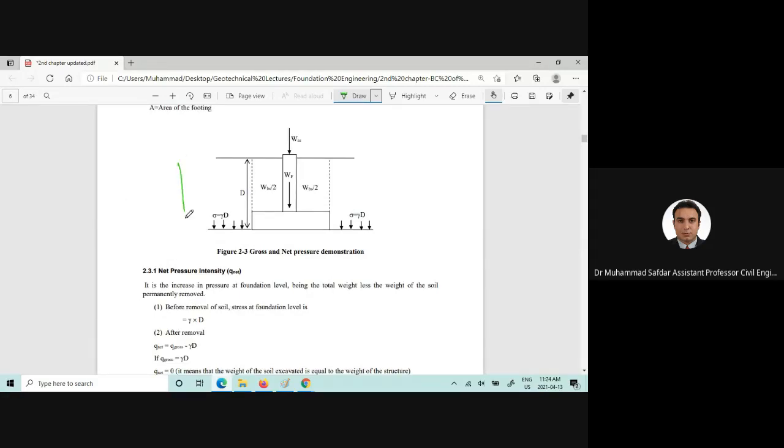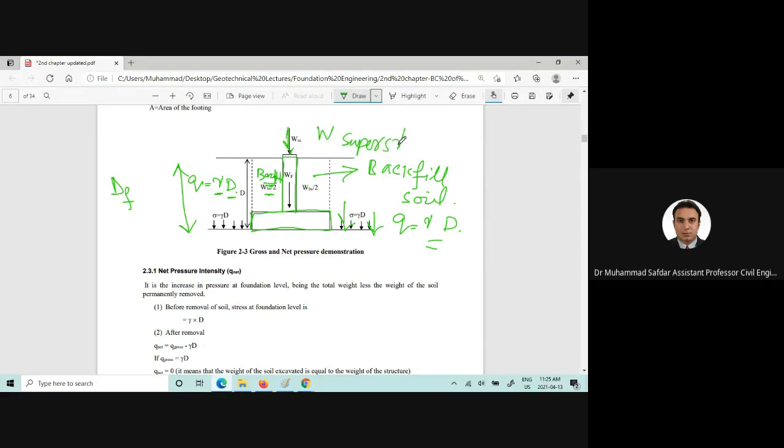Now, as we already know, if this is the depth of the foundation, how can you find the Q or sigma? It would be simply unit weight multiplied by the depth of the footing. So here is the foundation, and this is the backfill soil. The space is too small, so I would say backfill soil, and here Q or sigma would be gamma into D. And here is the weight of the superstructure.